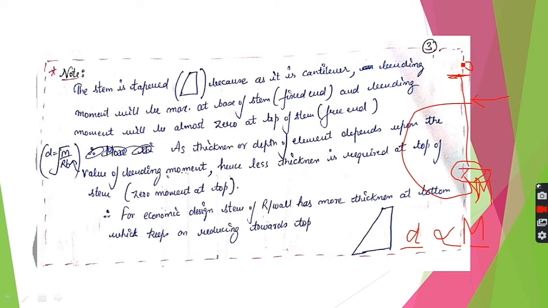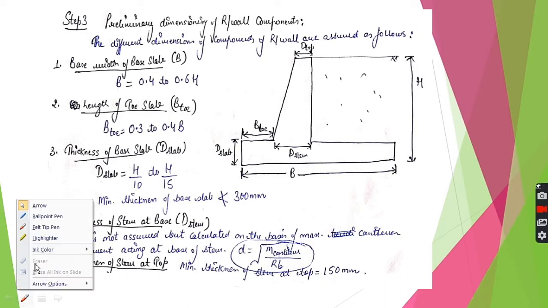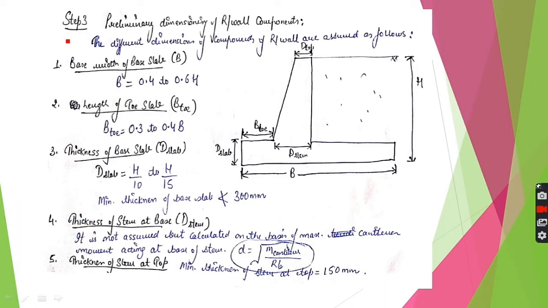I hope it is clear to you that as thickness or depth depends upon the value of bending moment, less thickness is required at the top because of zero or negligible moment at the top. Therefore, for economic design of a retaining wall, more thickness is provided at the bottom and less at the top. We have decided all the dimensions of the retaining wall components in step 3. We draw a diagram of the retaining wall showing all the decided dimensions.